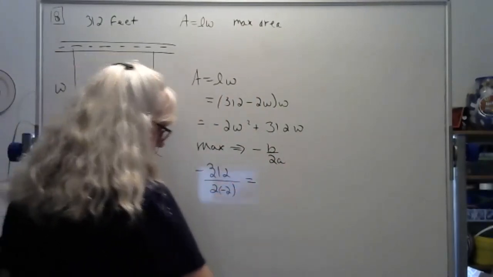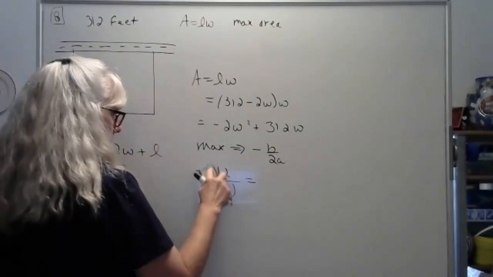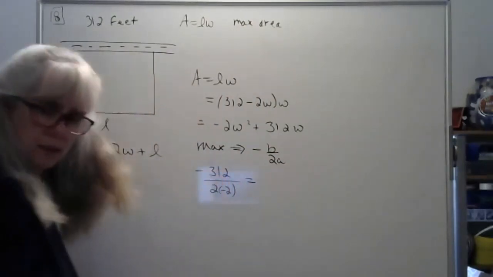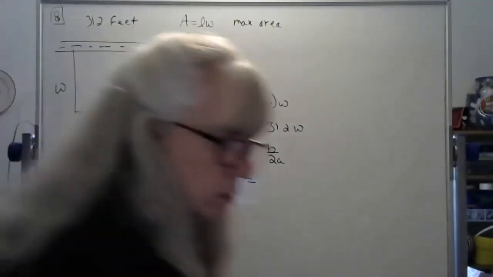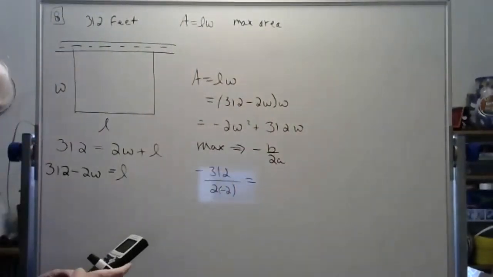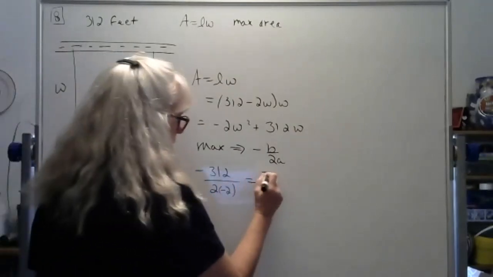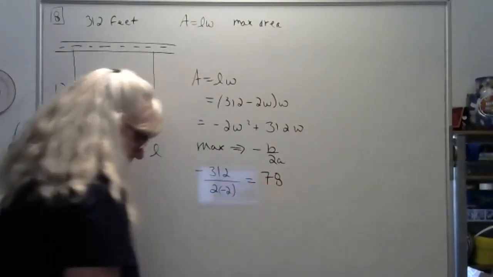Get all my numbers in there correctly. So that's 312 divided by 4. I need to figure this one out. 312 divided by 4 comes out to be 78. And again, the negatives will disappear.